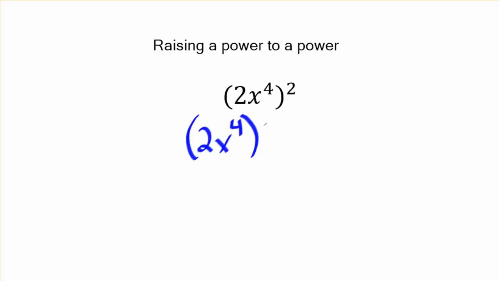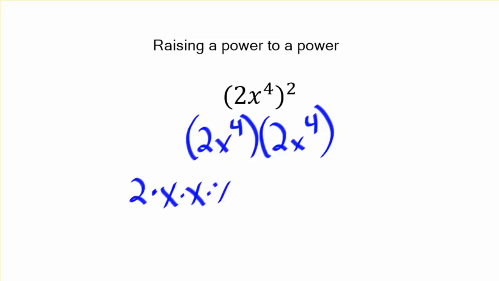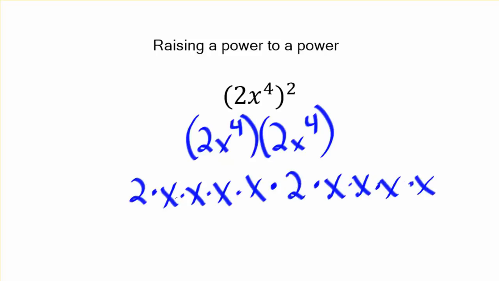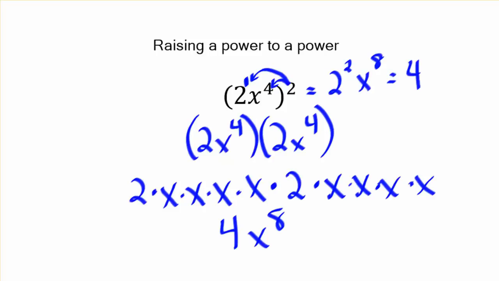Let's try this one. 2x to the 4th times 2x to the 4th. I'll go ahead and expand that one. It's 2 times x times x times x times x times 2 times x times x times x times x. Then just multiply everything together. 2 times 2 is 4, and there are 8 x's. Very simple. Now again, you can put that 1 if there's not an exponent, and you multiply all the exponents by the 2. So it becomes 2 to the 2nd and x to the 8th. And of course, 2 to the 2nd power is 4, so again it's 4x to the 8th.